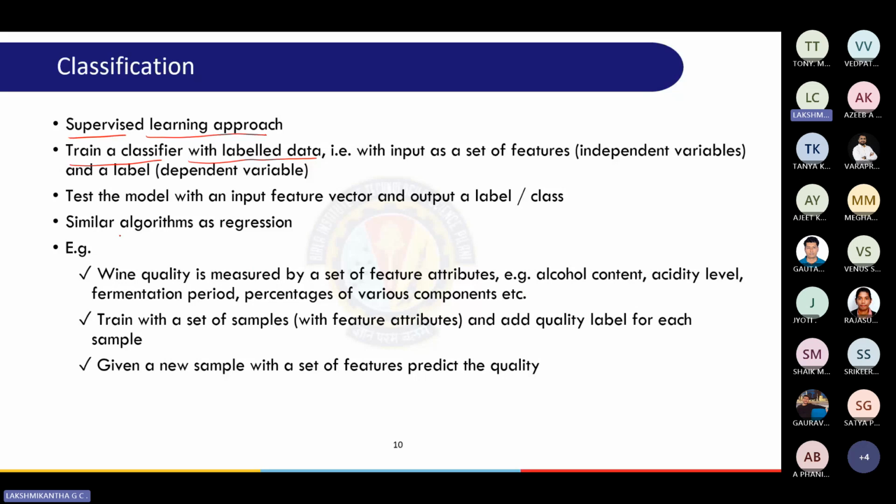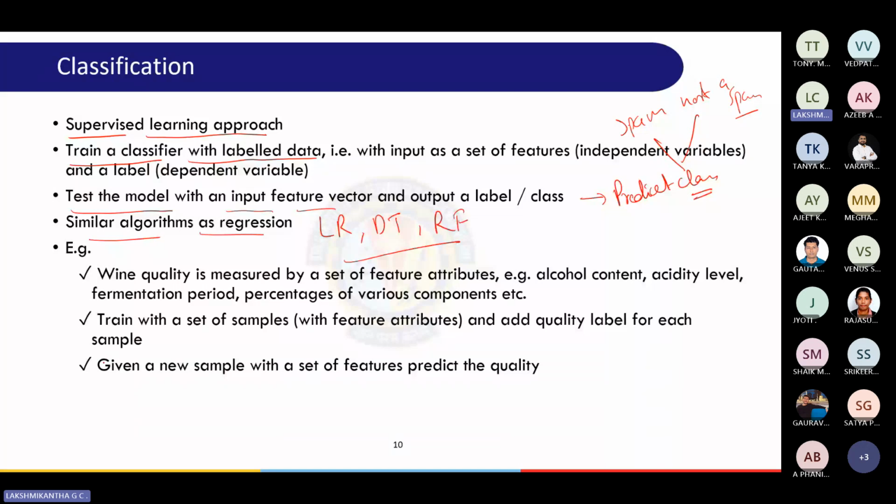After that, what we are doing is testing the model on a new data set, not on the existing data set. So we are testing this with new values. This will always predict a class. What class here, guys? Spam or not spam is the class here. And look here, similar algorithms as regression. Here also we are going to use logistic regression, decision tree algorithm, random forest algorithm. So it is very similar to the regression concept, guys.